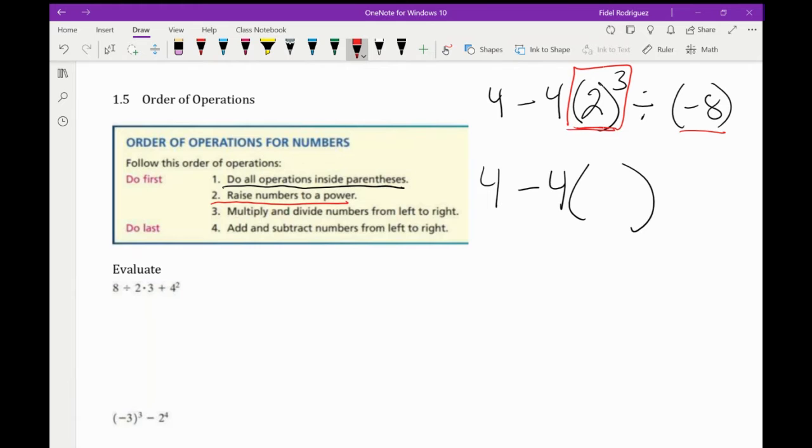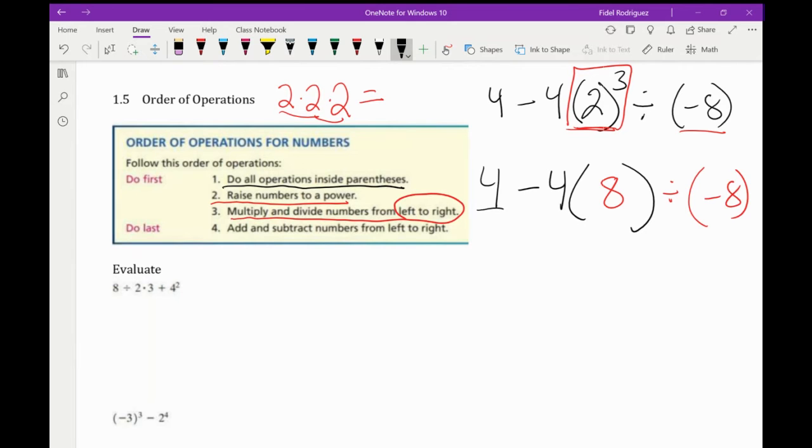Now, guys, 2 to the third just means 2 times 2 times 2. So I know that 2 times 2 is 4, times 2 is 8, divided by -8, okay? Now, my next thing says we're going to multiply and we're going to divide our numbers in the order that they appear from left to right. Okay, so when I'm doing this, with this number 4 right here, I'm not doing anything with that number, it's just there. But when I have a number right here and a number next to it in parentheses, the idea is the operation here really is multiplication.